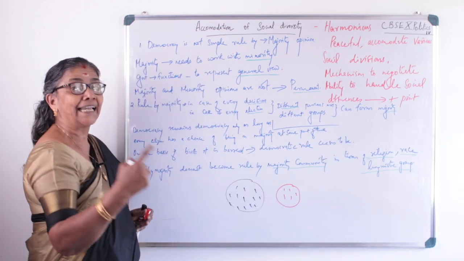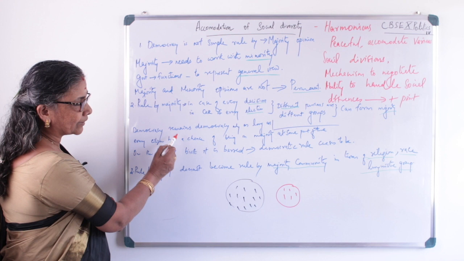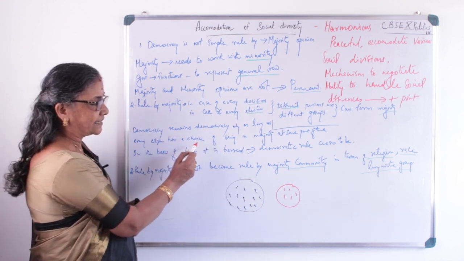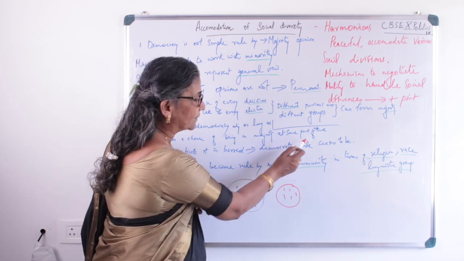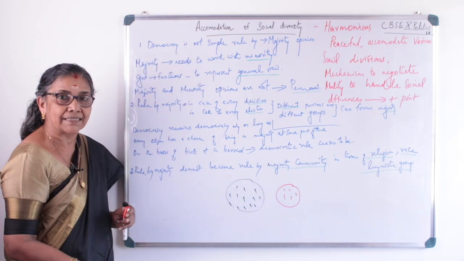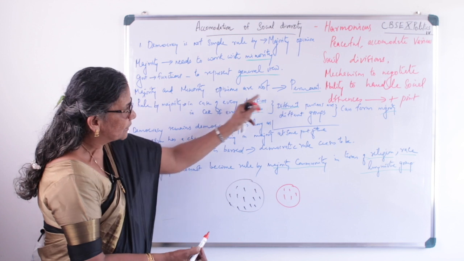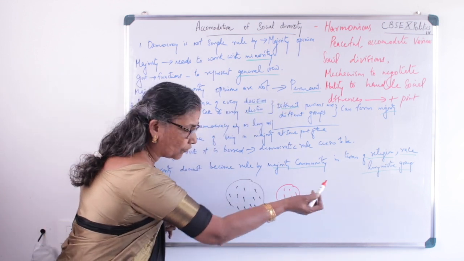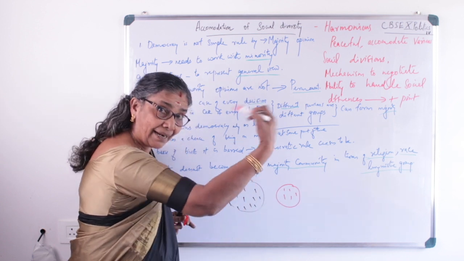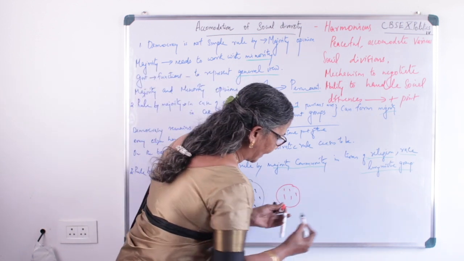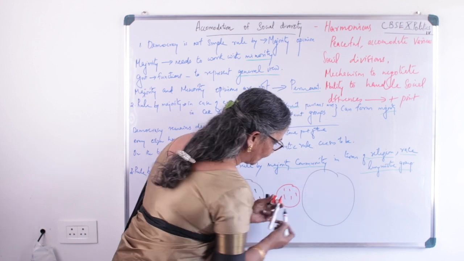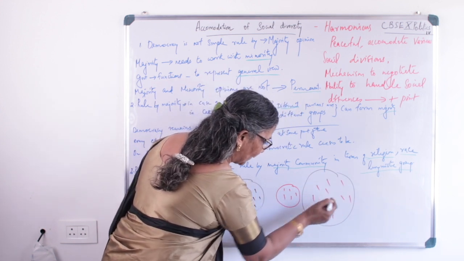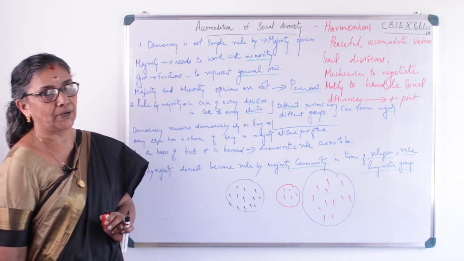But what happens? It is not permanent. Why? Democracy remains democracy as long as every citizen has a chance of being a majority at some point of time. That means that, as we said, it is not permanent; in the same way, another majority can be formed at another time. These people will come and form another majority.